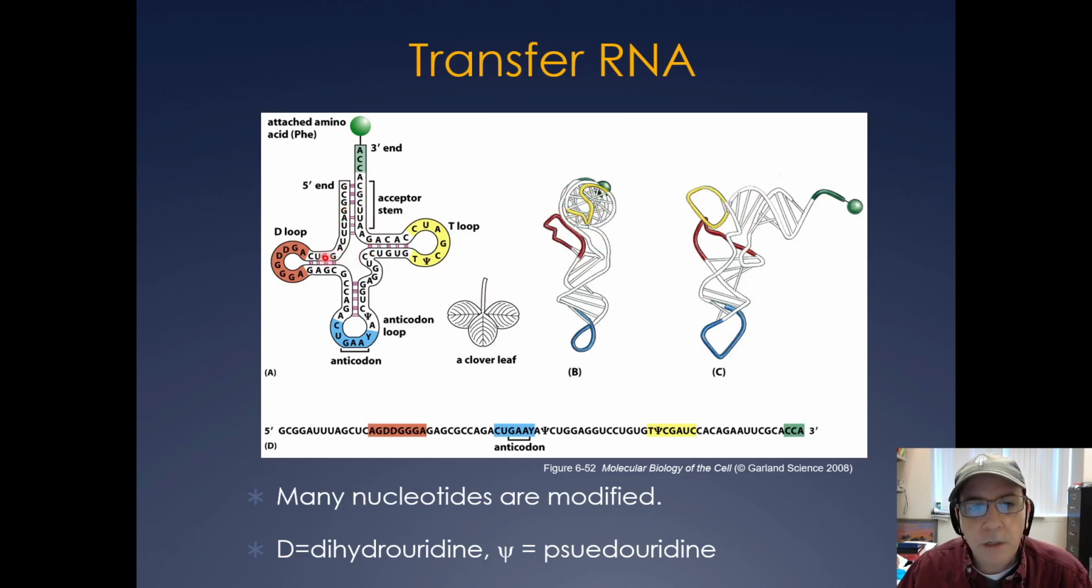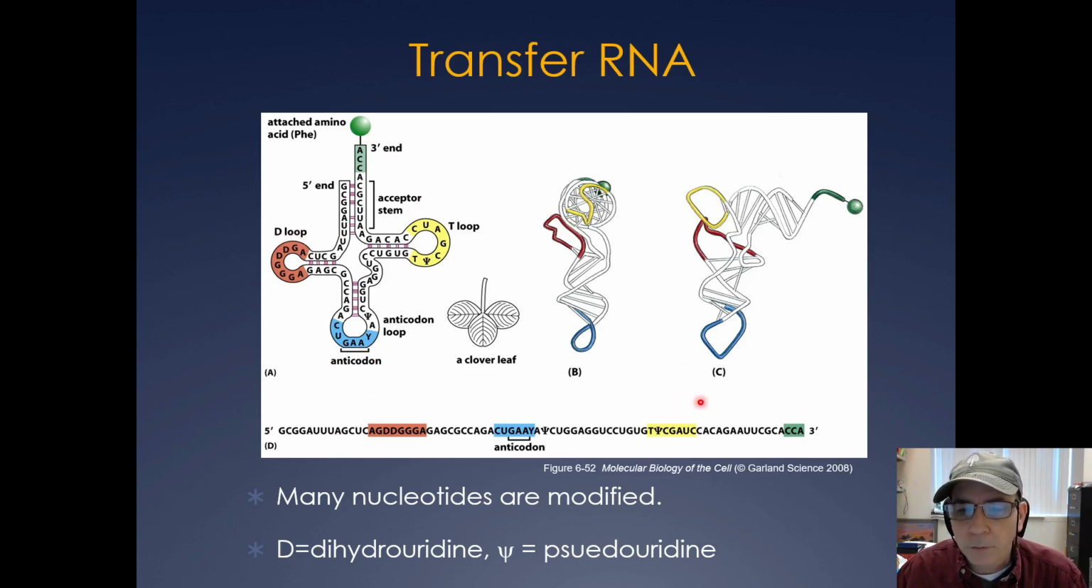You'll also note in the tRNA that a lot of the nucleotides are modified, okay? Some of them are like the D-nucleotide here, which is dihydrouridine, and the Greek psi here is pseudouridine. So these can be modified, and a good way to think of it is this cloverleaf structure here. And then the amino acid is attached to the 3' end. And then you have your anticodon, your D loop, and your T loop.